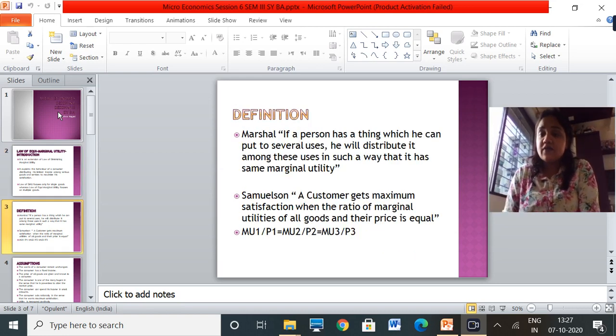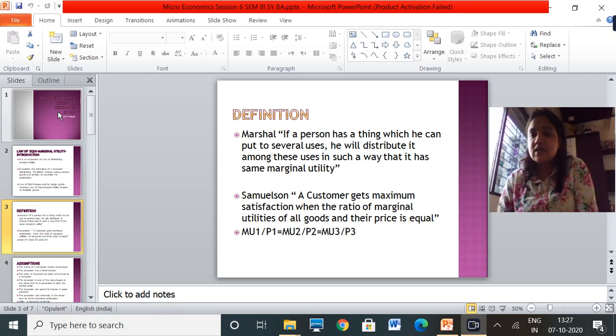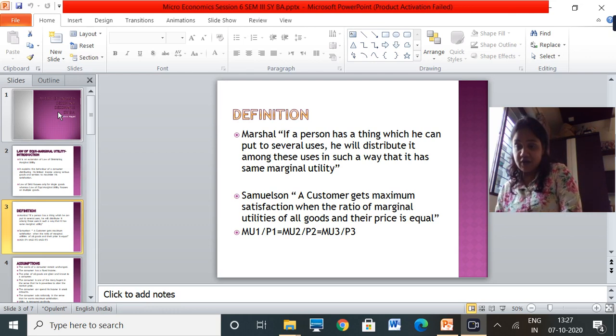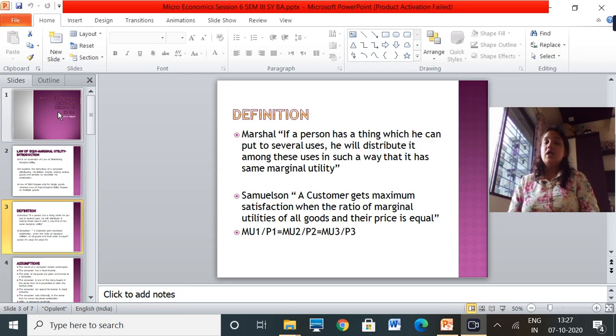Now let us look at the definition. The definition given by Marshall says that if a person has a thing which he can put to several uses, he will distribute it among these uses in such a way that he has the same marginal utility. So whatever marginal utility I get from product A should be equal to whatever marginal utility I get from product B, which should be equal to whatever marginal utility I get from product C, and all of these marginal utilities should give me the same level of satisfaction.